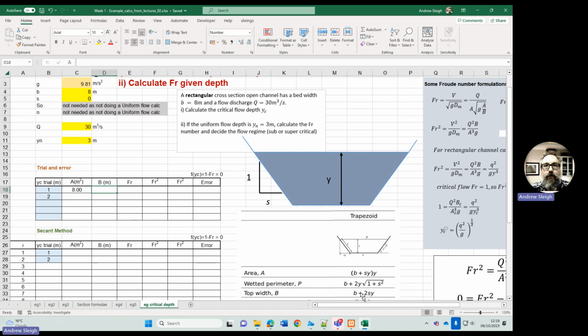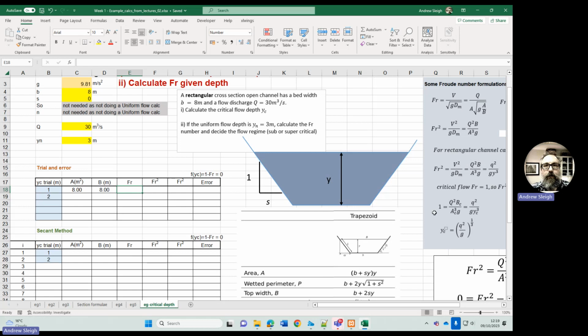The top width is B plus 2sy, so it's equal to B as a constant plus 2 times side slope as a constant times y, our guessed value. Now it's 8 here because remember it's a rectangular channel, so the top width is going to be always the same as the bed width.